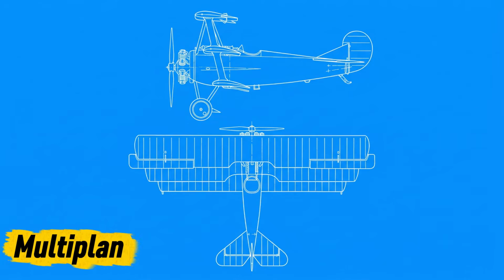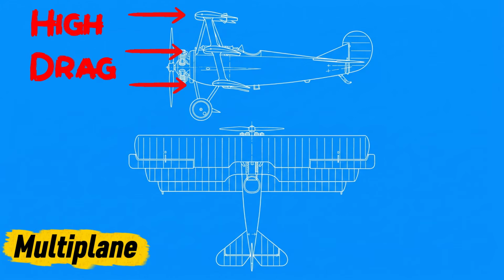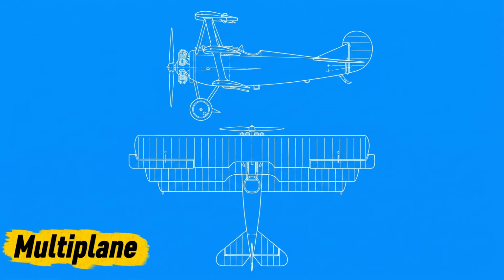The multiplane is an aircraft with 3 or more stacked wings, using several surfaces to produce substantial lift from a relatively small wingspan. This can help with low-speed performance and compact designs, but the many wings create interference and drag, making the arrangement inefficient compared with modern monoplanes.